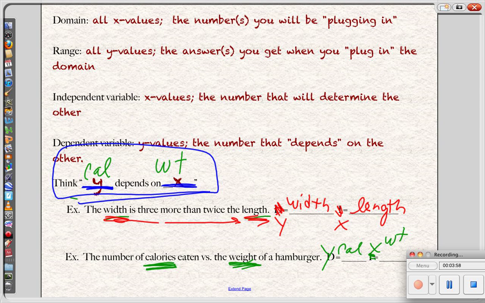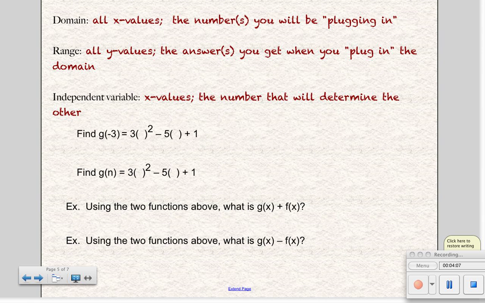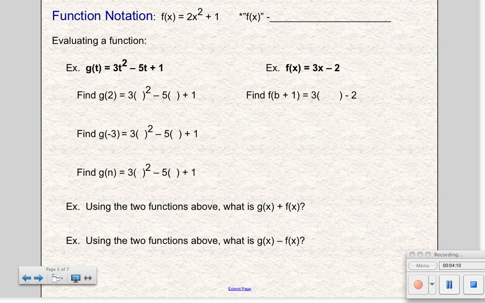Okay, moving along. Function notation. This is really important. You're going to see this a lot, and some people get confused by what this means. It does not mean f times x. Okay, so in this chapter, we're talking about functions. The way we would say this is f of x. That's how I would read that. F of x. It's the function at x.